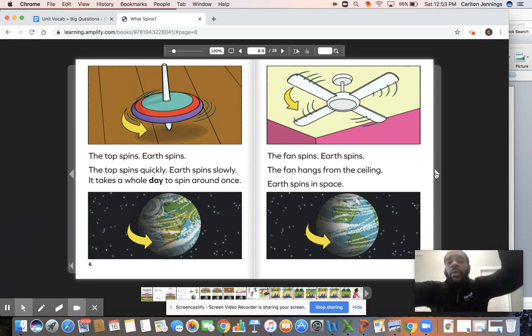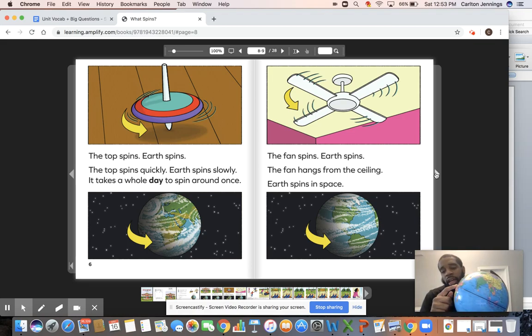So, for example, if we look at our globe here, if we're here, it takes a whole day for us to get back here. As the Earth is spinning, it's like morning, then it's like afternoon. Sorry, I'll show you. So here is Africa.